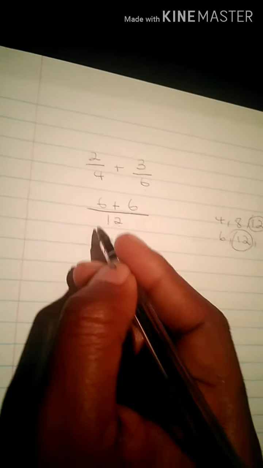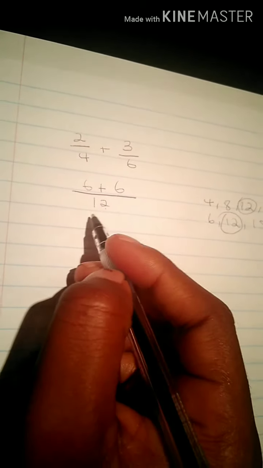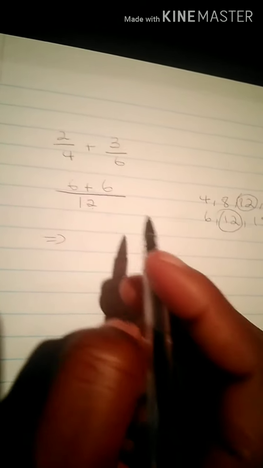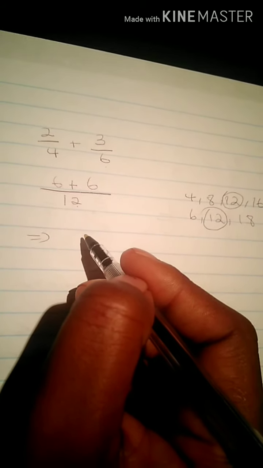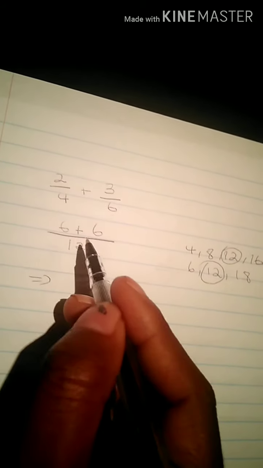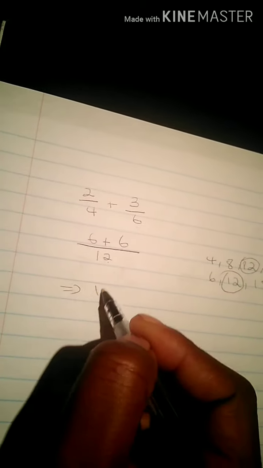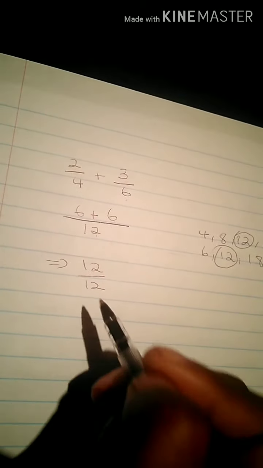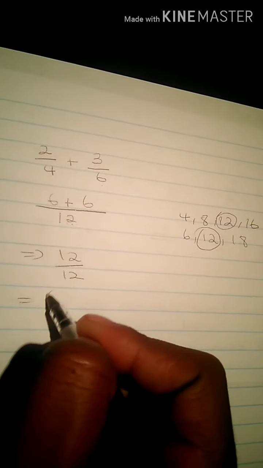Now, when you have done this step, you then come and add your numerators, and when you add your numerators, you have 6 plus 6, which is 12, all over 12, which is a whole, which is 1. Are we clear on that one?